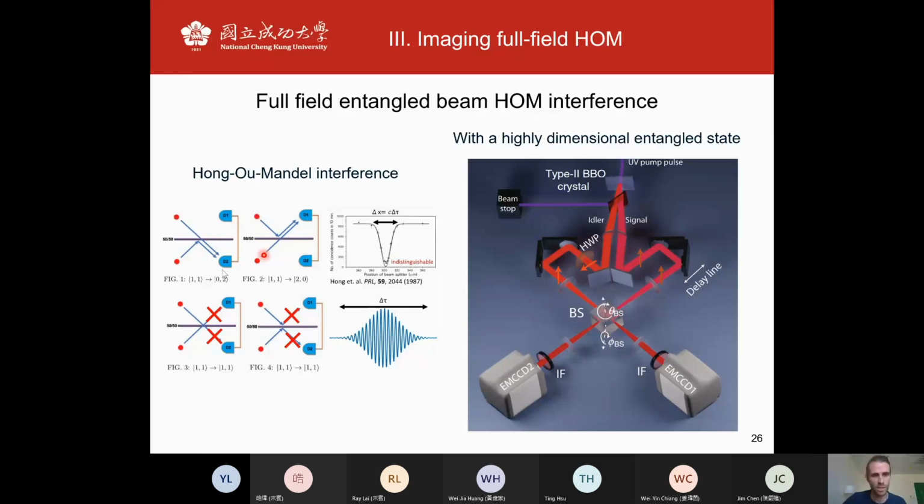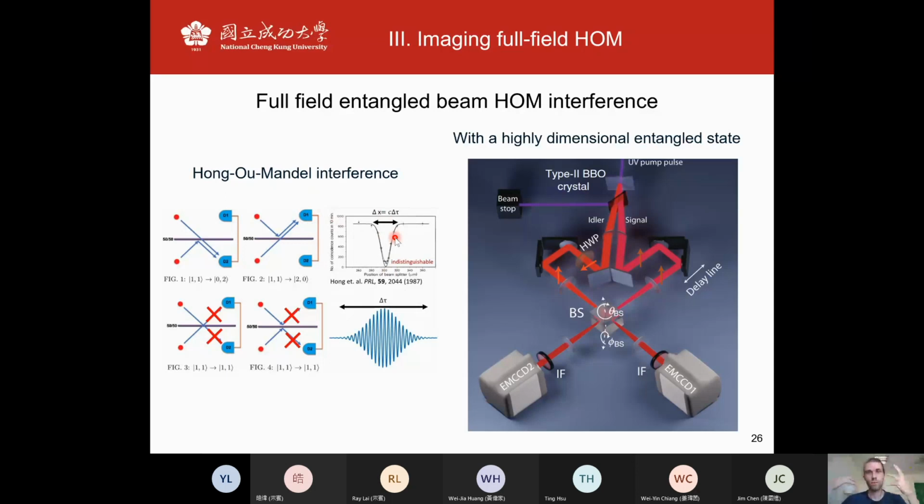So that's what you see here and here. Which means that now if you've got two detectors, one on each of the outputs, you will see a loss in correlations, because you do not detect photon correlations between those two detectors anymore, because the two photons are always detected on the same side.